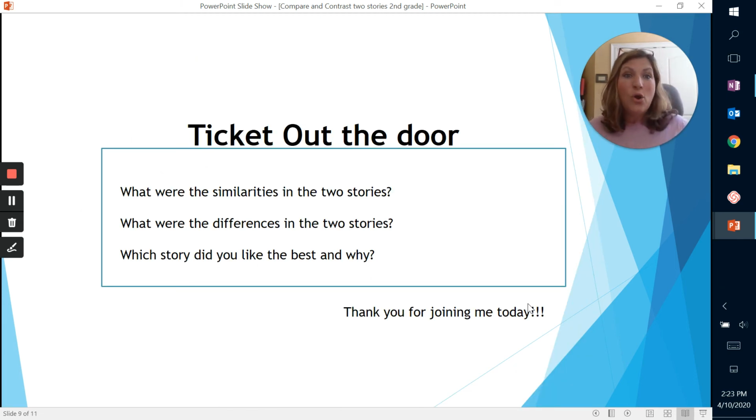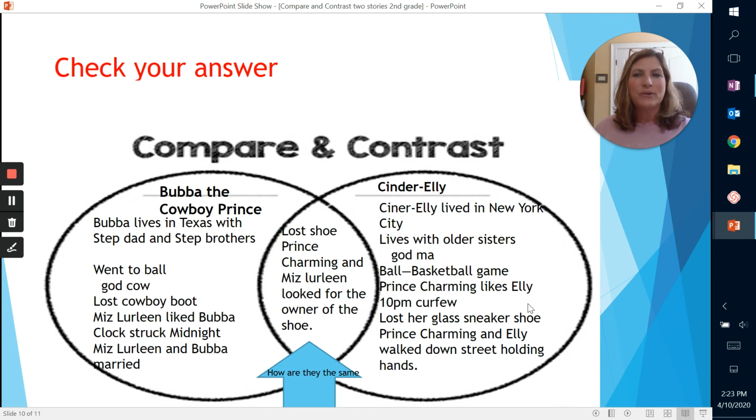All right, so what were the similarities in the two stories? What were the differences in the two stories? Which story did you like best and why? You can send me a message on Talking Points and let me know which story you enjoyed the best. But before you go, all your hard work that you put in comparing and contrasting these two stories, let's check your work. All right, so up here on the board, we've got compare and contrast Bubba the Cowboy Prince.